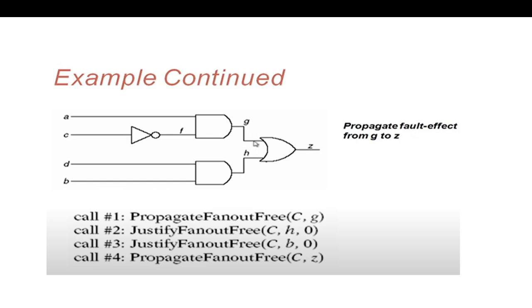Similarly with this example, previously we have seen that this node is stuck at 0. So now we have to propagate this fault. To propagate G, a non-controlling value is required. So H has to be justified to 0. To have a 0 here, either B or D has to be 0. So if we consider this to be 0, we will obtain the output at C. So this can be done too.